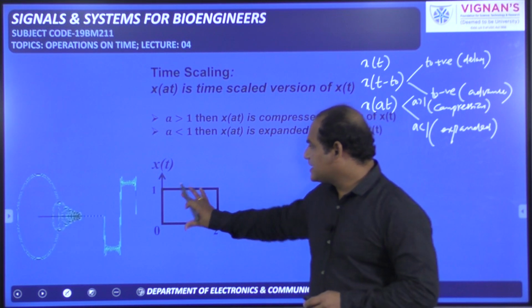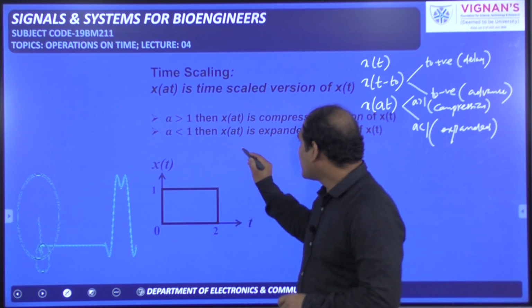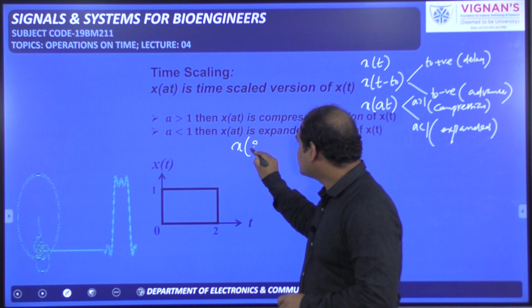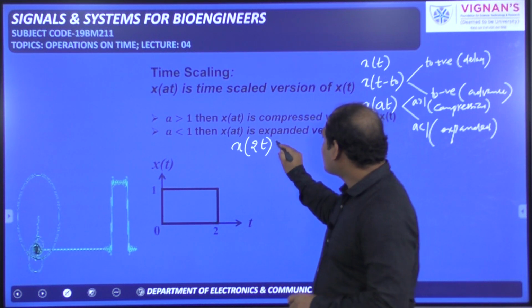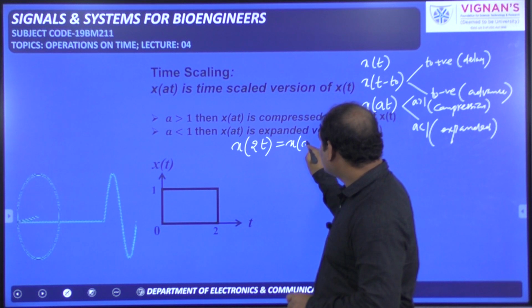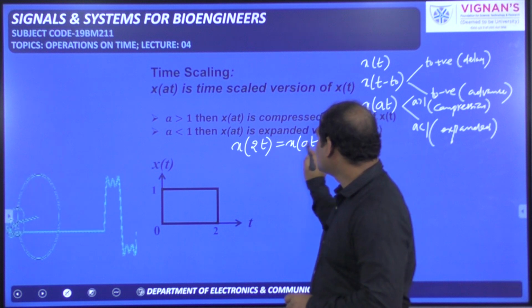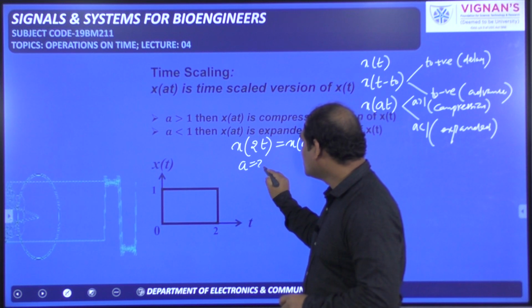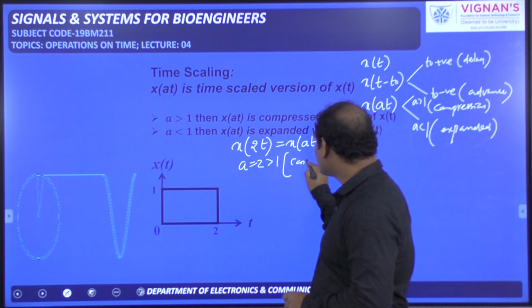So the x of t signal is given like this. On this we have to perform the time scaling. So I am taking x of 2t. It is in the form of x of at, so it represents the time scaled version. Compare these two, you will get a is equal to 2, which is greater than 1. That means x of 2t is the compressed version.